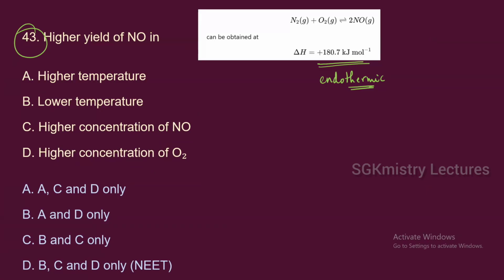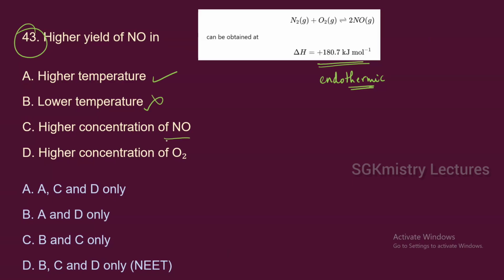Now, if it is endothermic, we know that if temperature is raised, of course, the reaction proceeds faster. So at higher temperature, a higher yield of NO will be formed. At lower temperature, it will be the opposite. So this cannot increase the yield of NO.